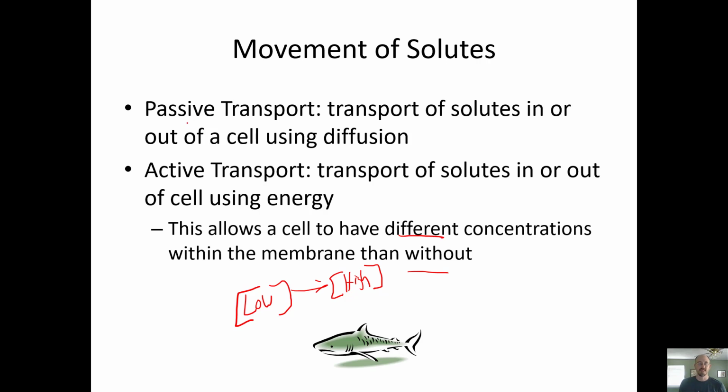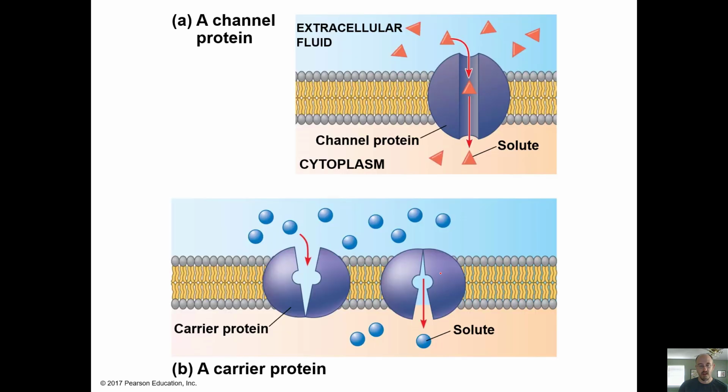Because remember, with passive transport like diffusion, you're going to reach equilibrium at some point. But active transport allows you to maintain homeostasis, a different concentration inside the cell of something than outside the cell. You'll see active transport, for example, in sharks. Sharks will pump salt out of their gills all the time because they absorb it all day long thanks to diffusion, but they have to get rid of it, and they pump it back out into the ocean.